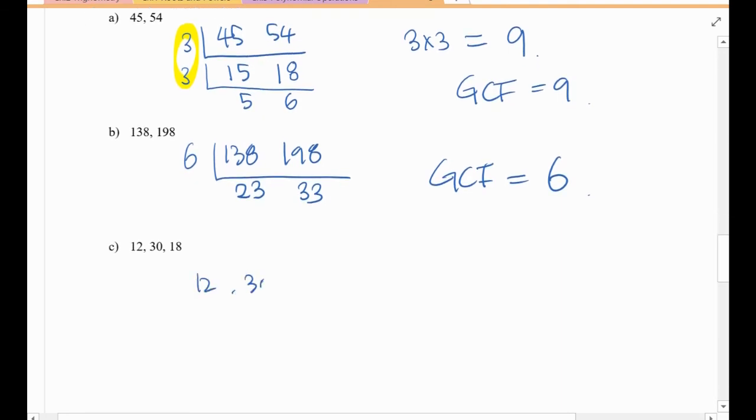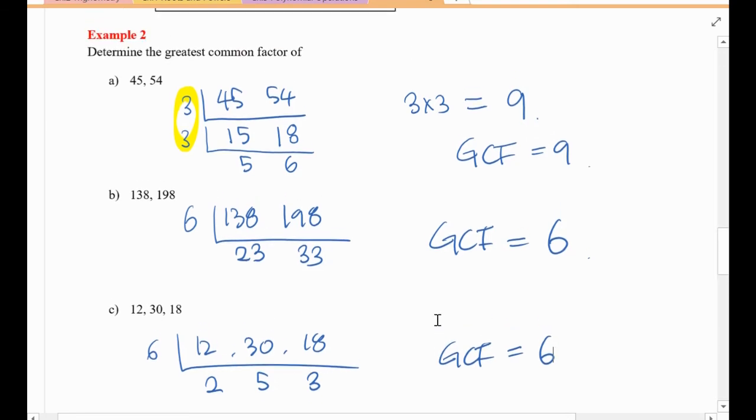12, 30, and 18. What number do you like to use? I want to try 2. I want to try 6. All right. Can we do more? No, that's it. So GCF is 6.